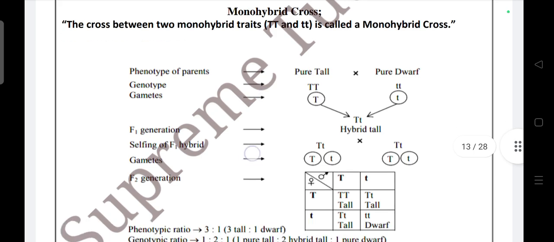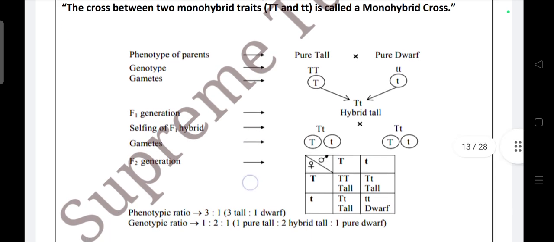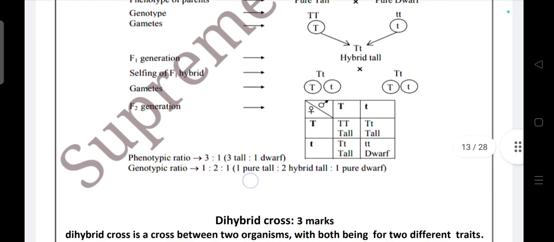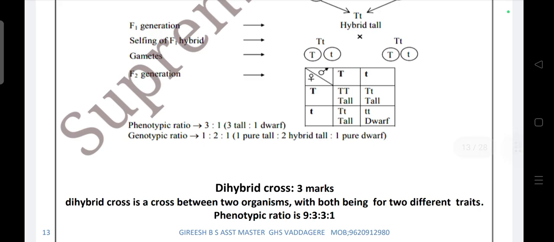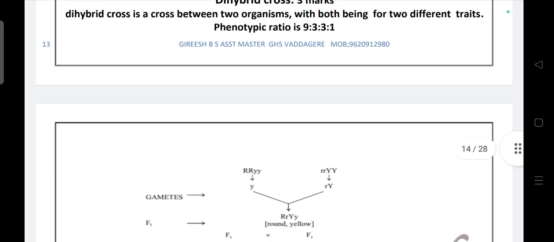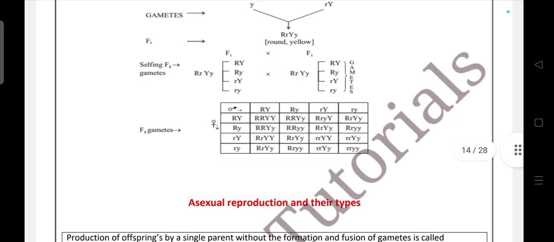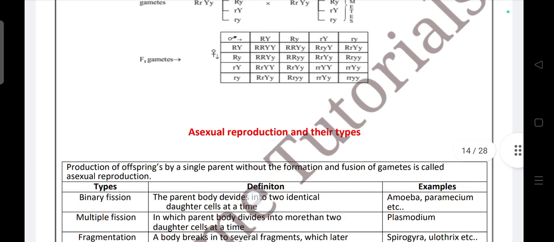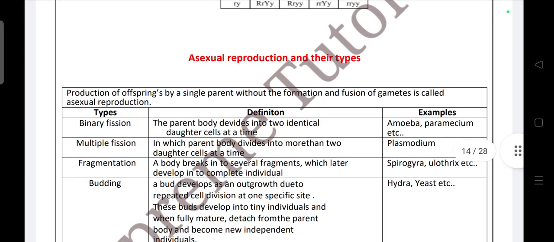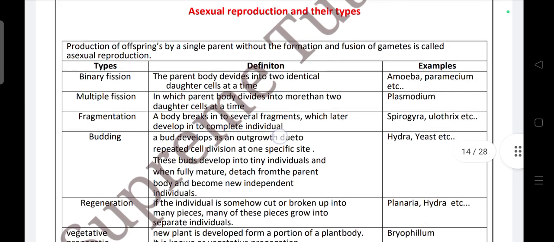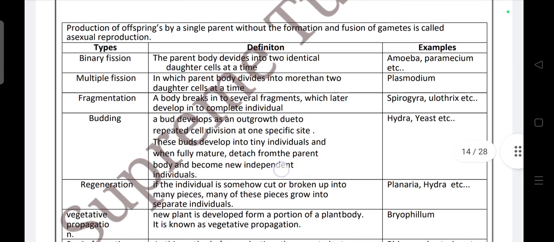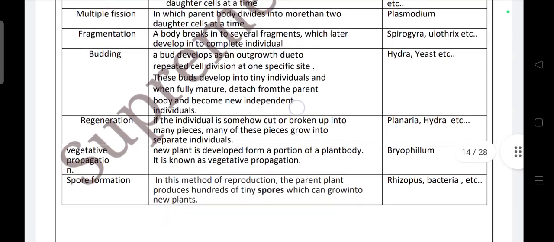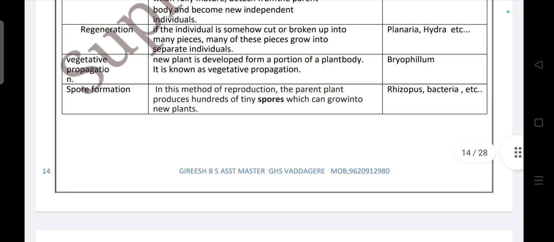Monohybrid cross: genotype, gametes, F1 generation, ratio, phenotype and genotype ratio. Then asexual reproduction and its types. What is binary fission and give an example. What is multiple fission? Give an example. Fragmentation, budding, regeneration, vegetative propagation and spore formation.